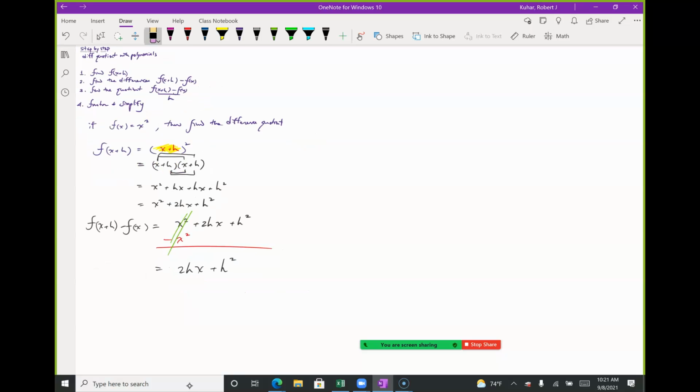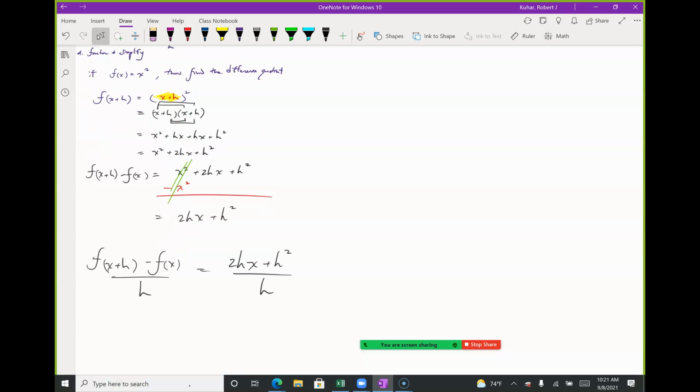Notice that everything's got a factor of h in it, right? And if it doesn't, there's a mistake. Because what am I going to do now? I'm going to make this into a quotient by dividing by h. So I do f of x plus h minus f of x all over h. I get 2hx plus h squared all over h.